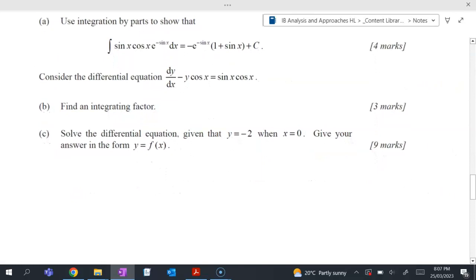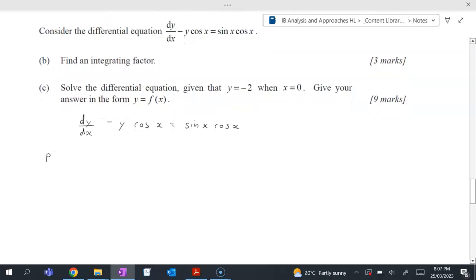So we've got, now they've been nice, they've given us the form here, dy/dx take y cos x is equal to sin x cos x. So what's my integrating factor? Well, p of x is minus cos x, and then e to the integral of minus cos x. Well, what's the integral of minus cos x? Well, the integral of cos is sine, so it's just e to the minus sine x, and then we know plus c.